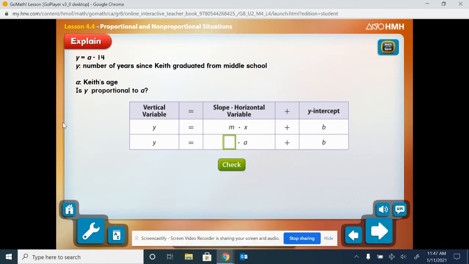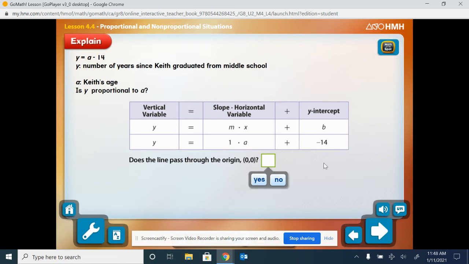Okay, so when there's no number next to the a, that means it's going to be 1, because 1 times a is a. So that means the slope is going to be 1 right there. Okay, 1. That's correct. The slope of the line is 1. What is the value of the y-intercept of the line y equals a plus negative 14? So now the number by itself, the minus 14, that's the y-intercept. So I put negative 14. That's correct. The y-intercept is negative 14.